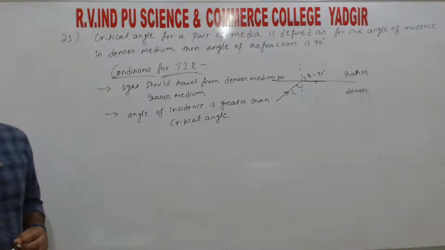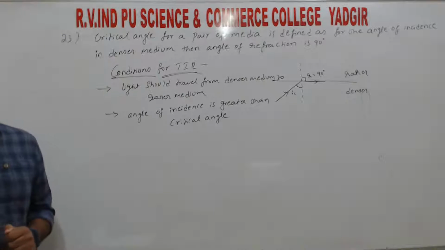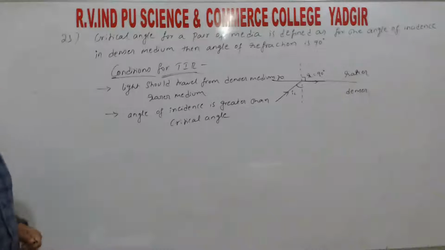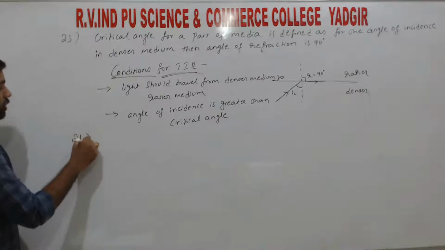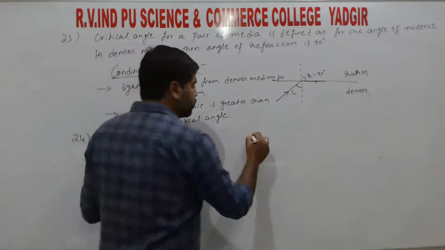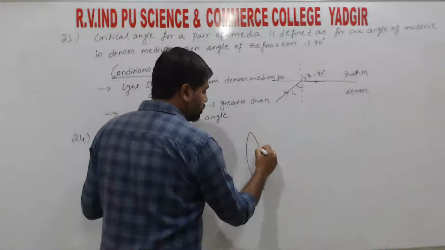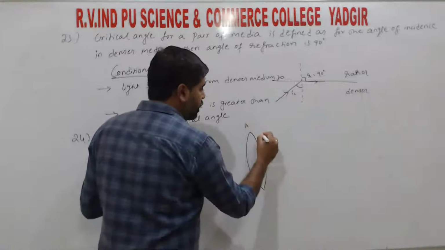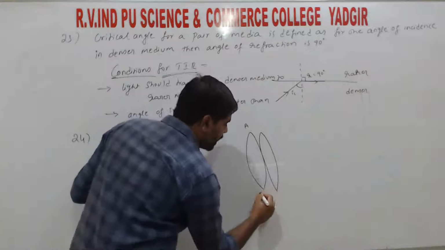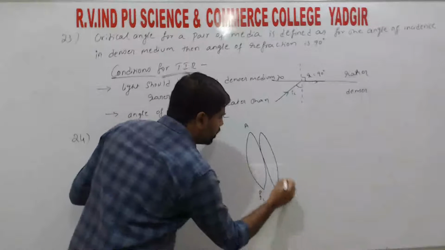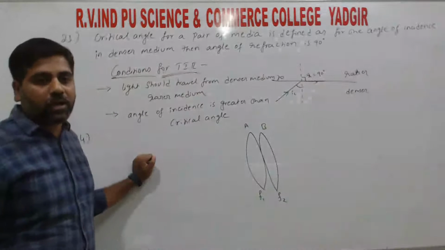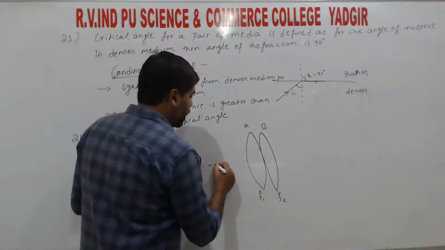So next, derive the expression for effective focal length of two lenses in contact. So that is the 24th question. Sometimes they ask this question for 5 marks also. So consider two thin lenses A and B, which are placed in contact, having the focal lengths f1 and f2.